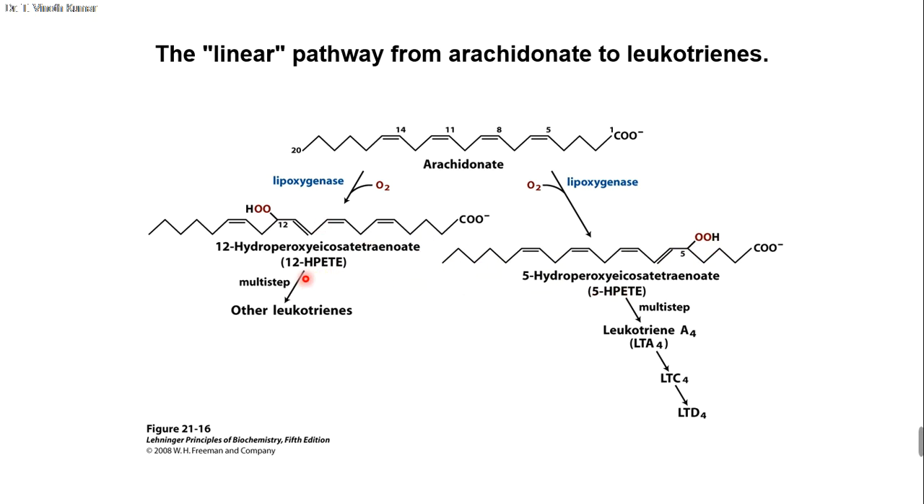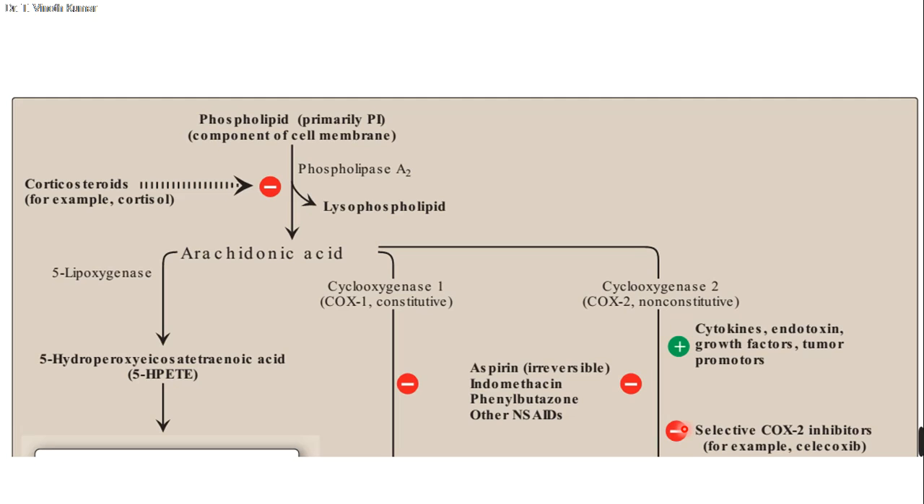By a multi-step process, other leukotrienes will be formed, and specifically from 5-HPETE, the multi-step process will form LTA4, LTC4 and LTD4. That means leukotriene A4, leukotriene C4, and leukotriene D4. All three are formed. This is the synthesis of leukotrienes, and you can see the remaining properties of leukotrienes, thromboxanes, and prostaglandins.